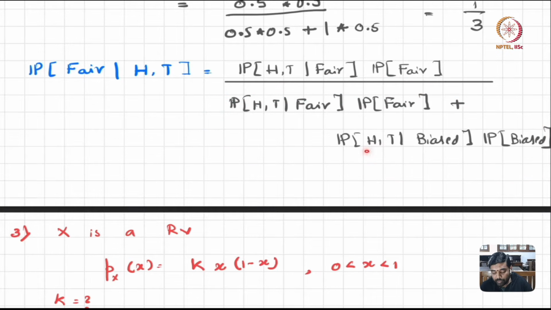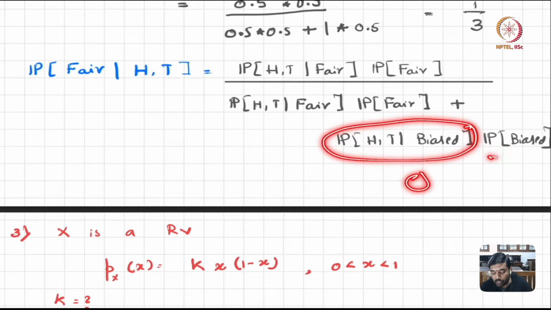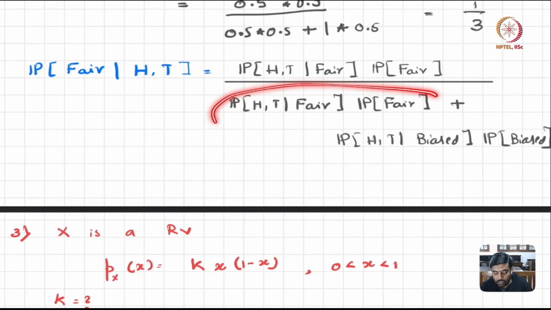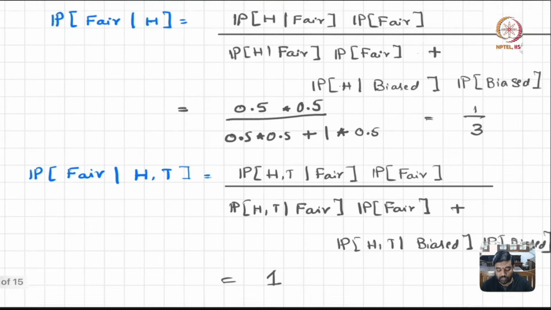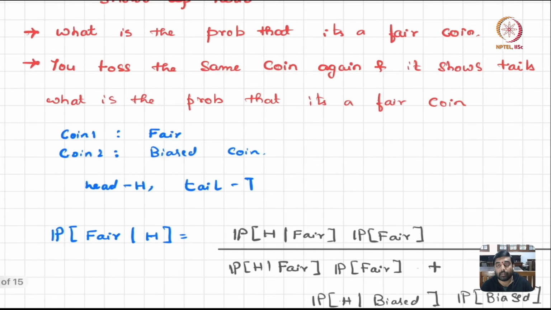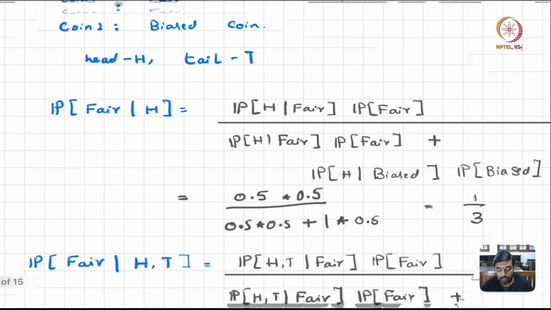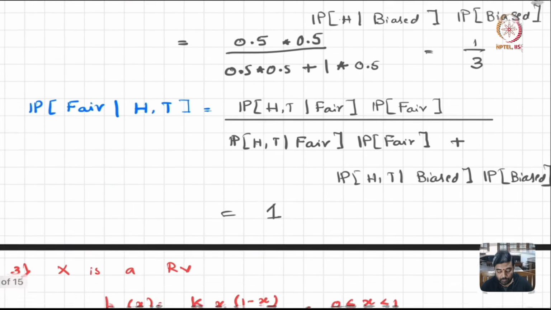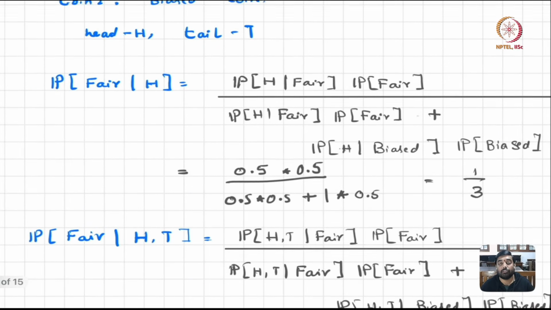Now the probability of getting a head and a tail from a biased coin. No, it is not possible at all. Why? A biased coin has two heads in our case. So this will be 0. This 0 into something is 0. This plus 0, so it's the same term. So this term and this term will get cancelled. So it has to be a fair coin. So it's 1. It's for sure. So once I get a head and then I toss it again and get a tail, the coin that I'm getting is a fair coin.